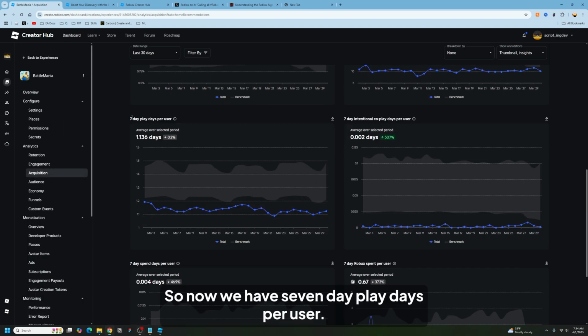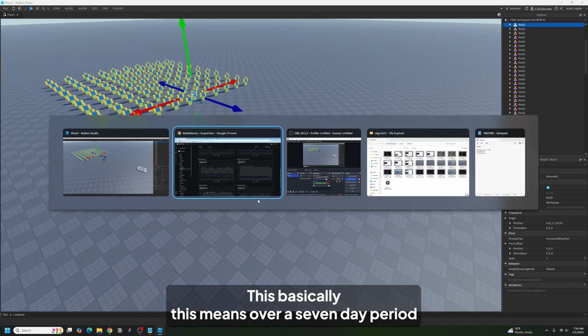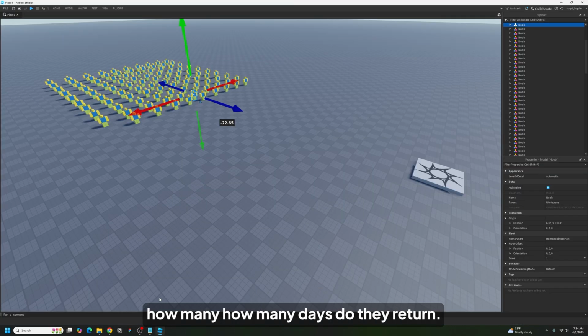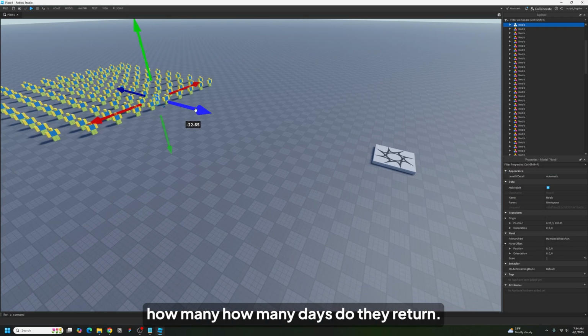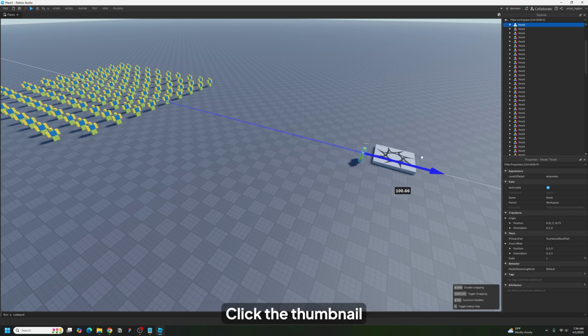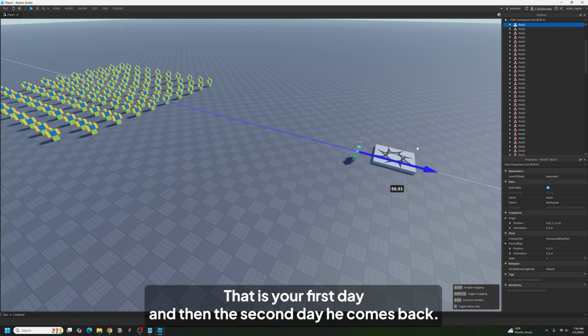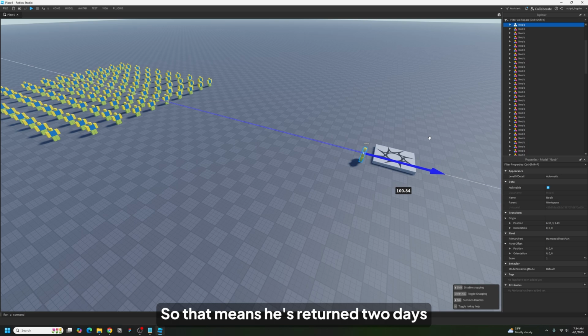Okay, so now we have 7-day play days per user. This means over a 7-day period, how many days do they return? So once again, we have our noob here who saw the thumbnail, clicked the thumbnail. Now he stops playing the game, and then 1 day later, he comes back. That is your first day. And then the second day he comes back. That's your second day. So that means he's returned 2 days.